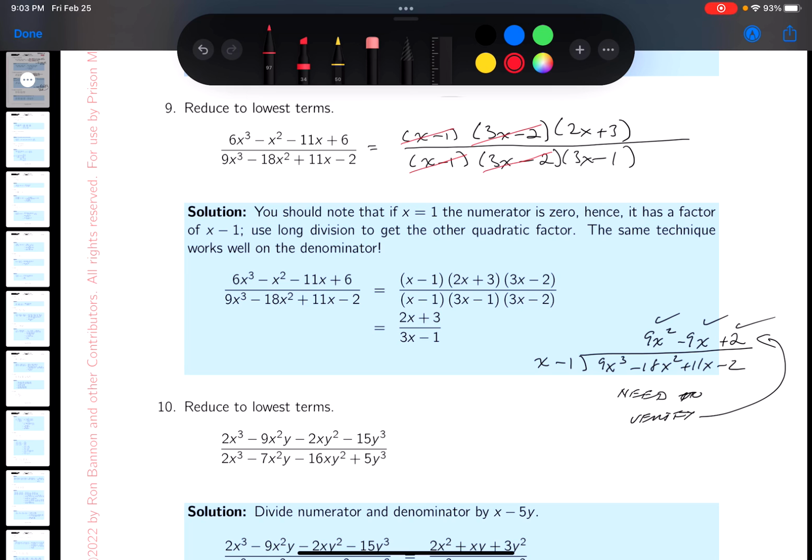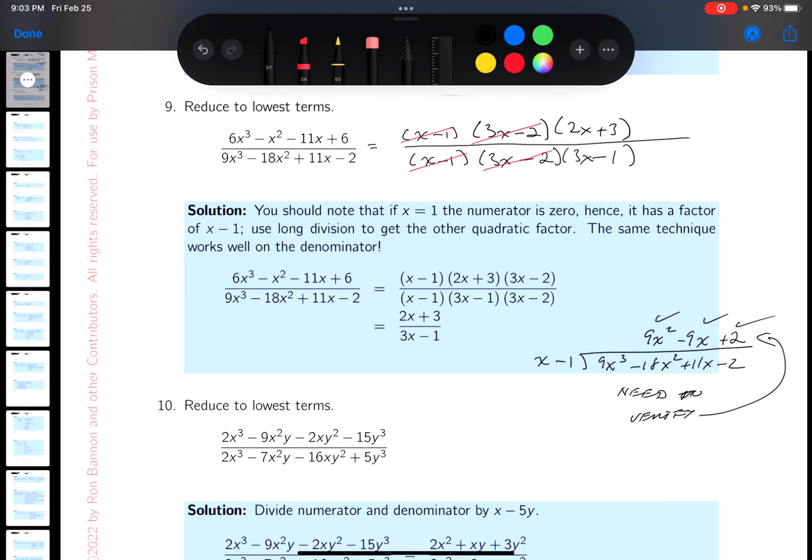So I get an answer. What's my answer going to be? Fairly simple. The answer is going to be 2x plus 3 over 3x minus 1. I'm seeing that right over here.